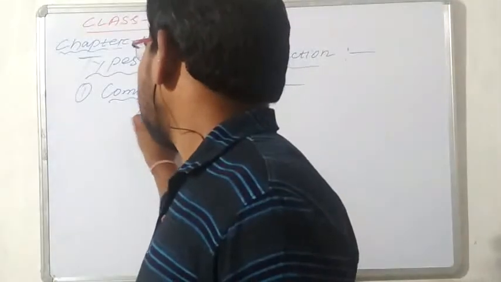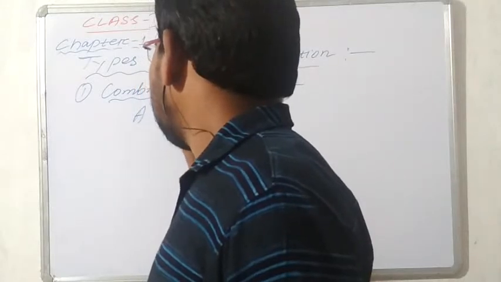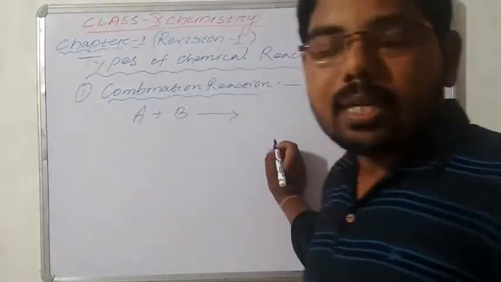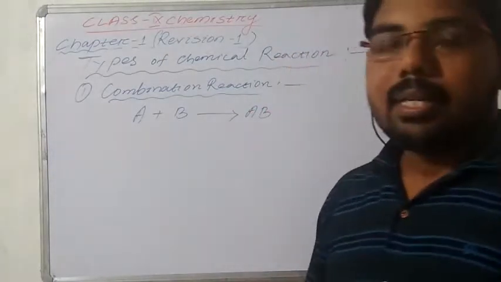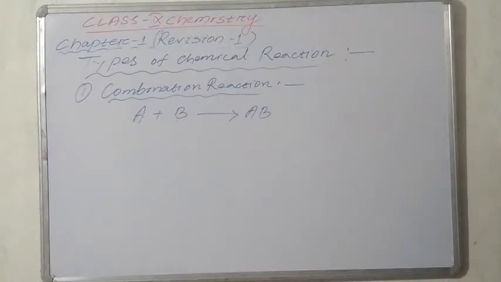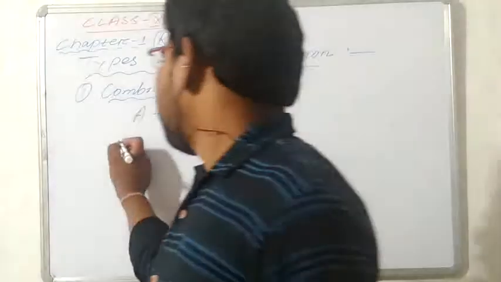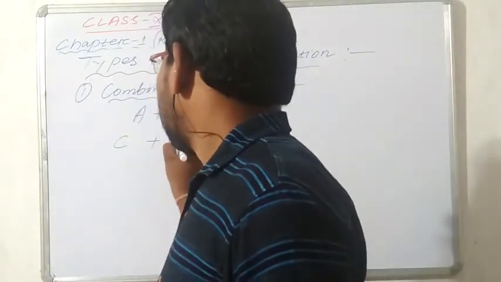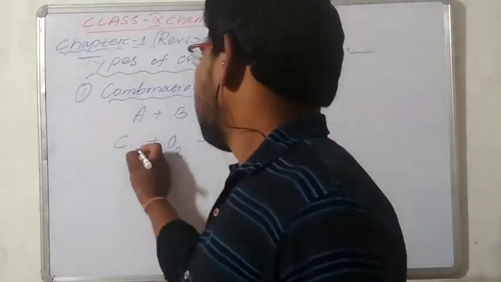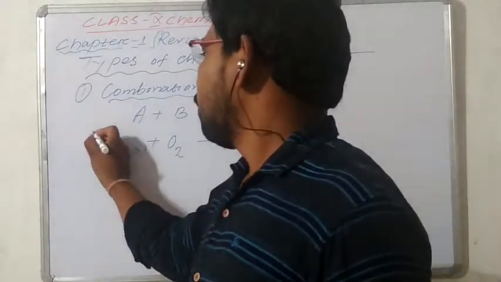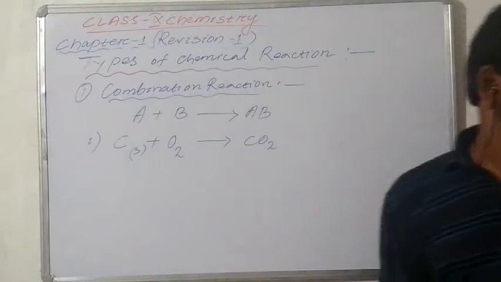The general equation: suppose A is a reactant and B is also a reactant. Both these reactants are combined into a single product, AB. It is a general representation of a combination reaction. Now let's discuss one example of a combination reaction: the burning of coal, C plus O2 to form CO2. This is also one example of combination reactions.